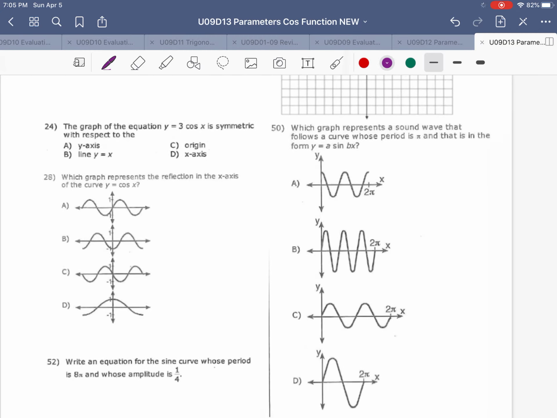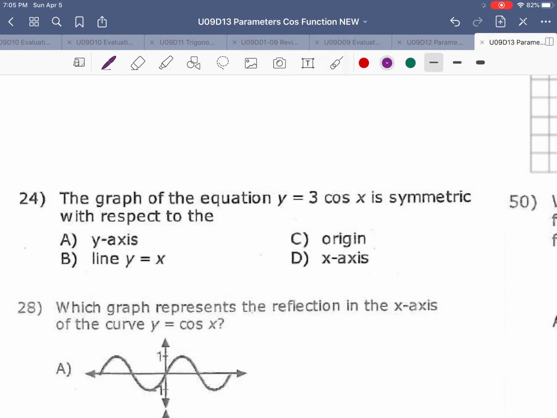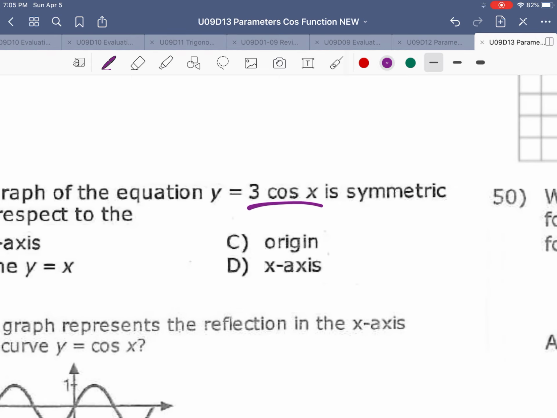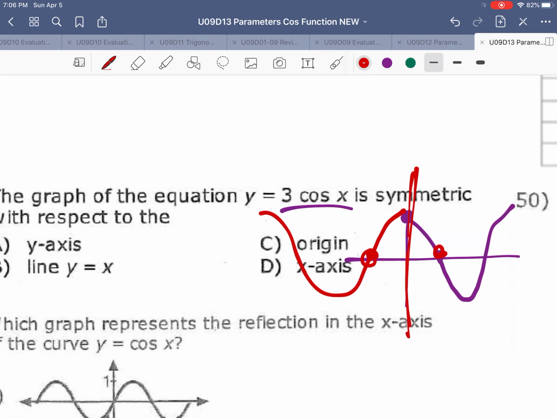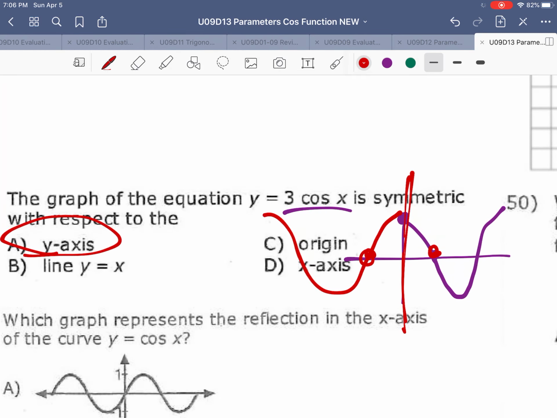Let's take a look at problem 50. Actually, let's take a look at problem 24 real fast. It says the graph of the equation 3 cosine of x is symmetric with respect to what? So if we were to graph 3 cosine of x, it would start at 3, and the midline would be at 0. It would look something like this, and because it's a periodic function, it would actually go back the other way. And if we're looking for symmetry, it'll be symmetrical about this axis, which is the y-axis. Now, by being symmetrical about the y-axis, this is actually considered an even function.